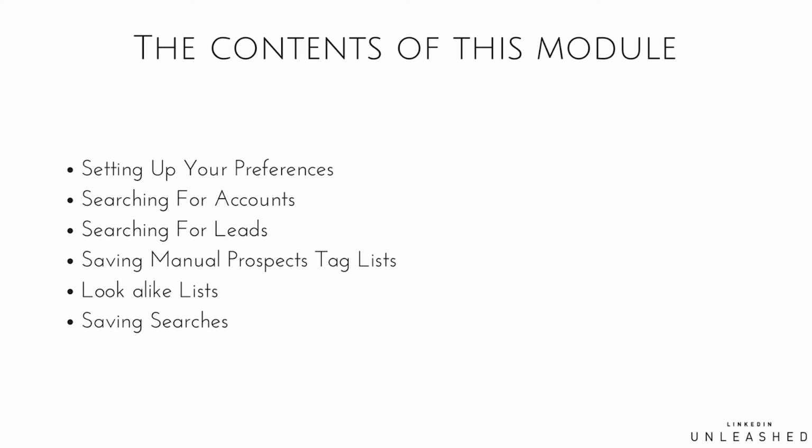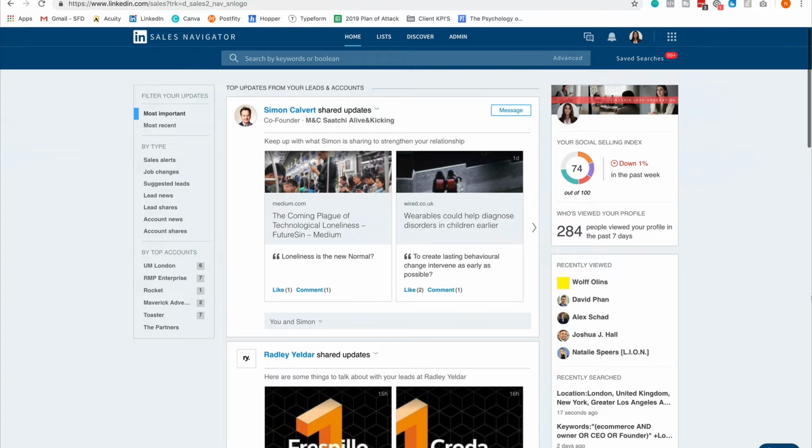The contents of this module are going to be setting up your preferences, searching for accounts, searching for leads, saving manual prospect tag lists, creating lookalike lists, and also how to save searches. So this is within Sales Navigator. The first thing you want to do is to set up your preferences.